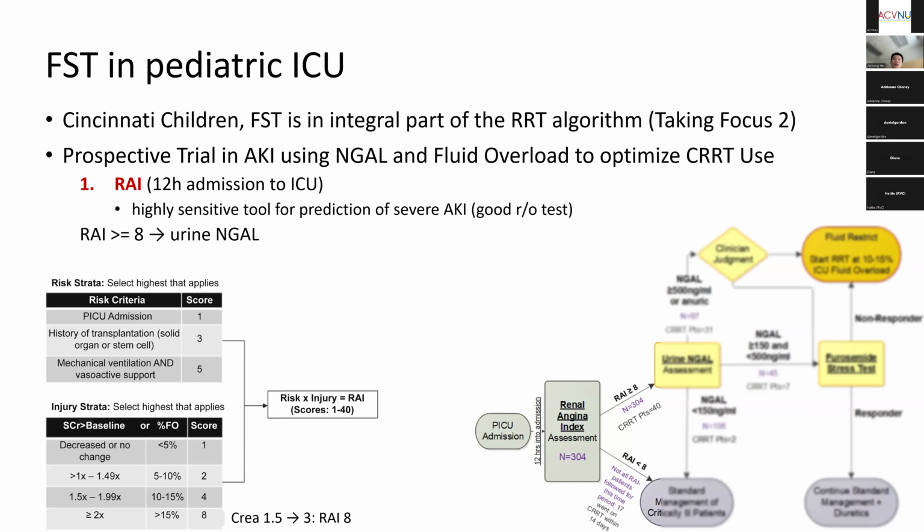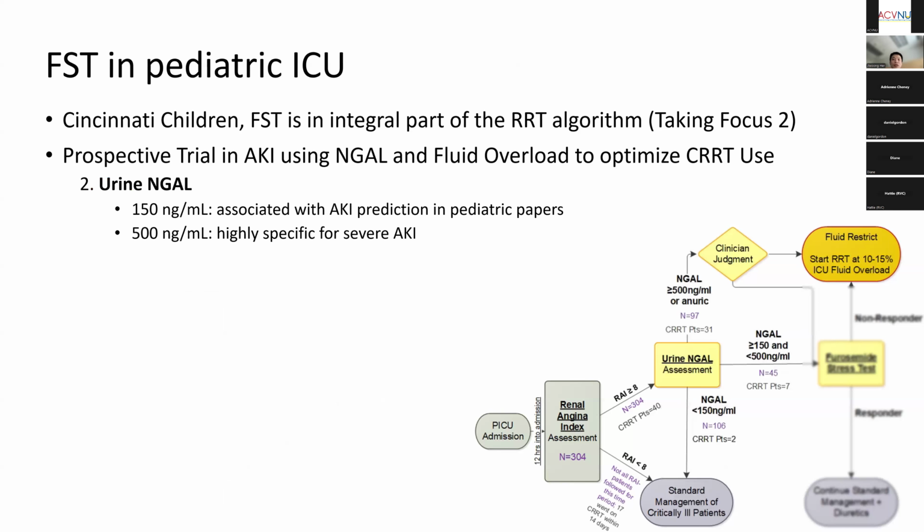And the reason they use it as the first assessment tool is because it's used in a similar fashion to the SOFA score in the ICU, where it is highly sensitive, so they can include any patients who may or may not progress to severe AKI and need dialysis. So it's been used as a good rule-out screening tool. The next step is the NGAL, where they divide patients according to well-established cutoff numbers. Patients with an NGAL less than 150, as you can see in the chart here, end up going into standard management as critically sick patients.